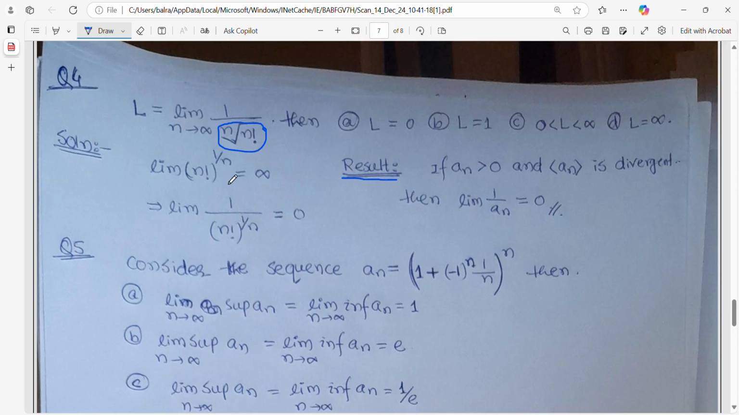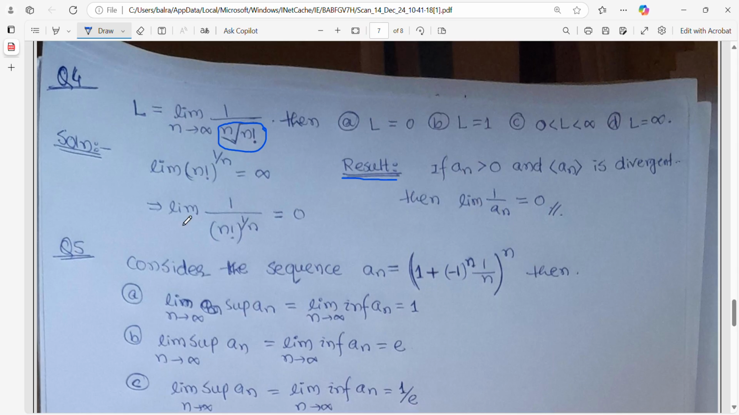If we are not writing anything here, like n tends to 1, infinity, whatever, then you have to understand it is n tends to infinity. Otherwise we will mention it. Limit n tends to infinity of n factorial to the power 1 by n is equal to infinity.